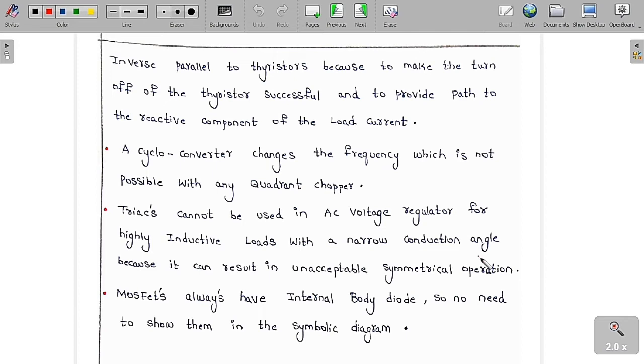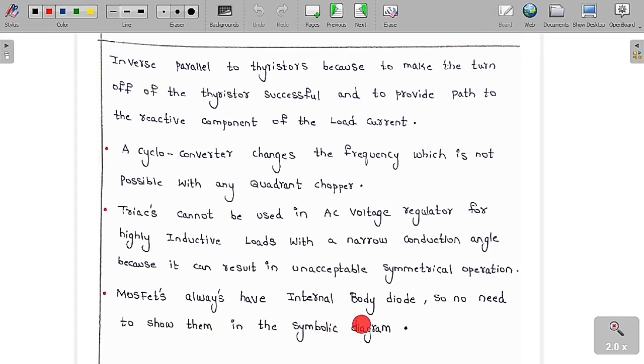Because of that, unacceptable asymmetrical operation can take place. That is the reason triacs are not used in the AC voltage regulator for highly inductive loads with a narrow conduction angle, because it can result in unacceptable asymmetrical operation. So symmetrical operation may not be possible because of this.